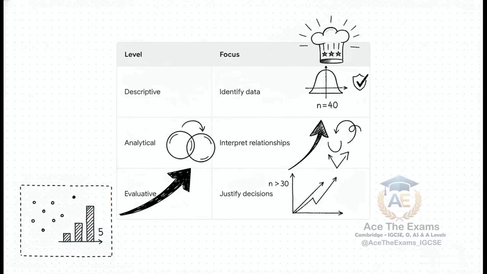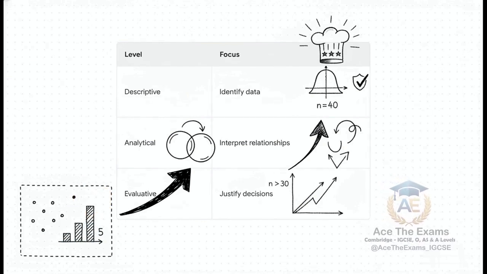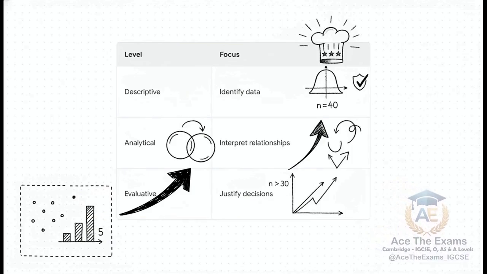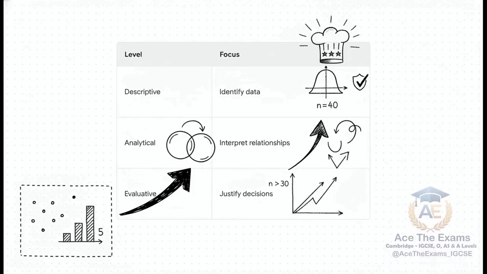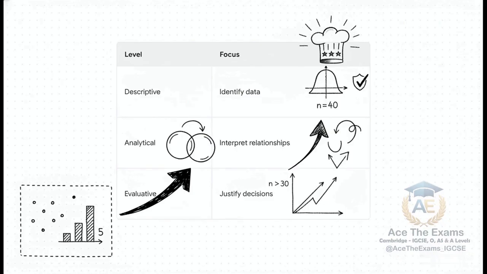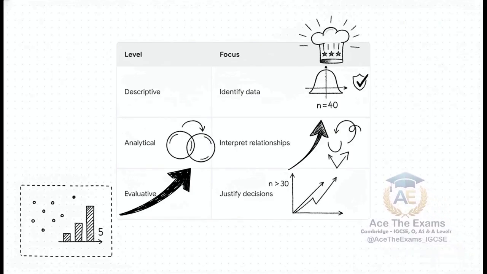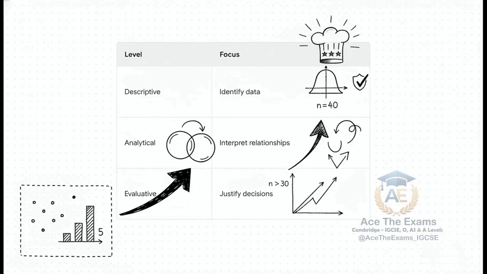At the very bottom, we have descriptive. This is just identifying data: the mean is 5, the sample size is 40. It's incredibly basic, it's just reading the prompt back to the examiner. In the middle, we have analytical. This is where you start interpreting relationships. Because n is 40, the variance of the sample mean decreases. Okay, that's better. You are starting to cook, but it's still lacking that final undeniable punch.